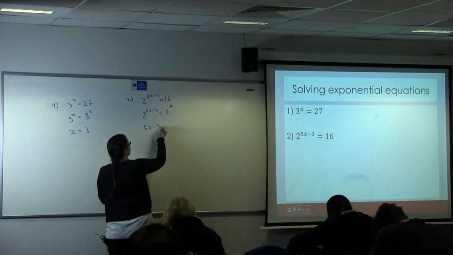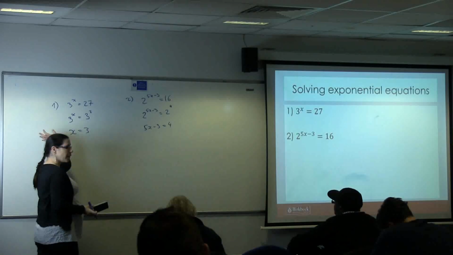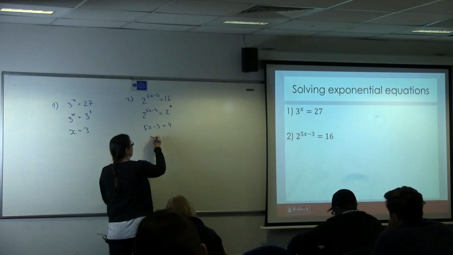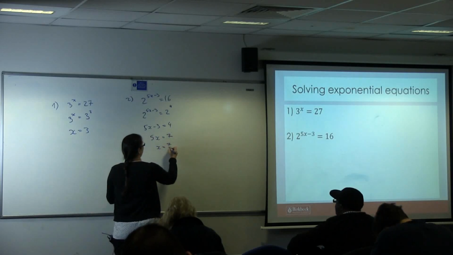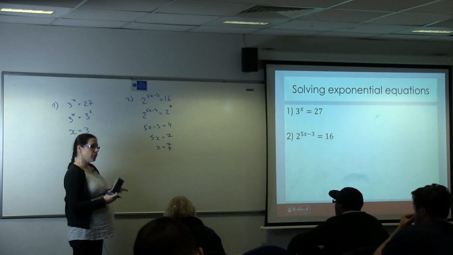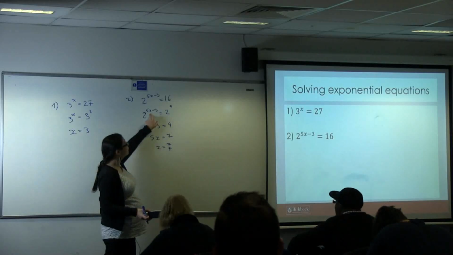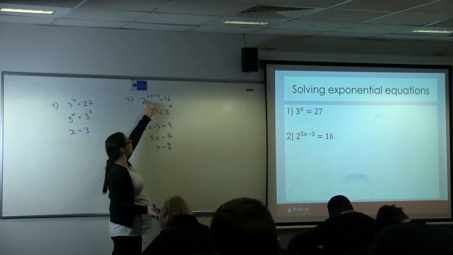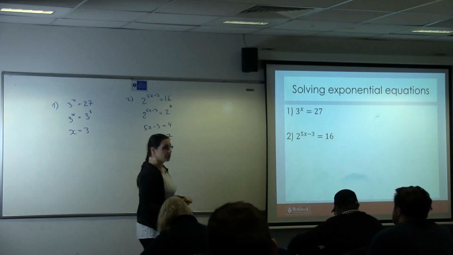So 5x minus 3 has to be equal to 4, similar to the other case, but now I ended up with a linear equation, which I again have to solve. So 5x equals 7, and x equals 7 over 5. If you have some time at home, you can plug this back in and see that it's actually going to end up with 16.